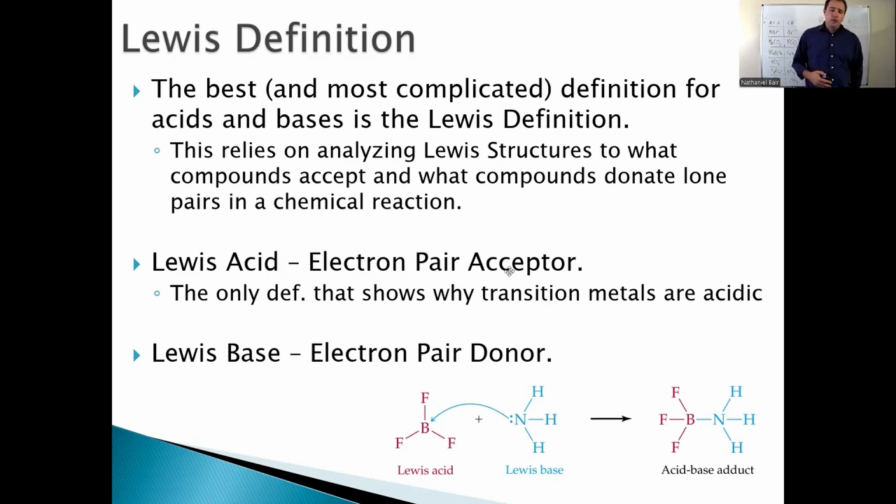Here's why. If you look at the Lewis structure, the nitrogen on NH3 is donating its lone pair to make a new bond between it and the boron. Okay, and an electron pair donor is a Lewis base. And the molecule that accepts that lone pair, this boron is accepting, so BF3 is accepting that lone pair, that's a Lewis acid. Now, the Lewis definition will work on everything that the Bronsted-Lowry and Arrhenius definitions work on.